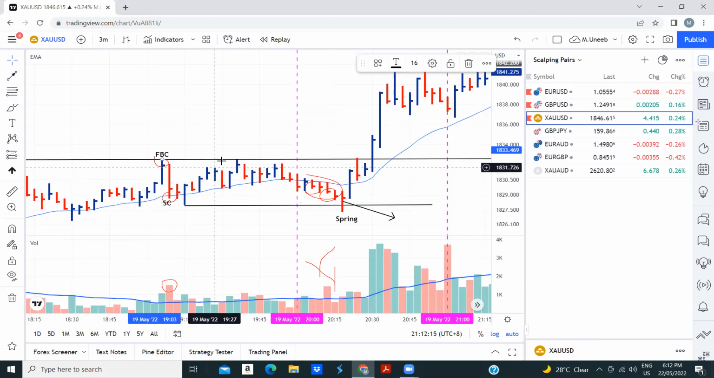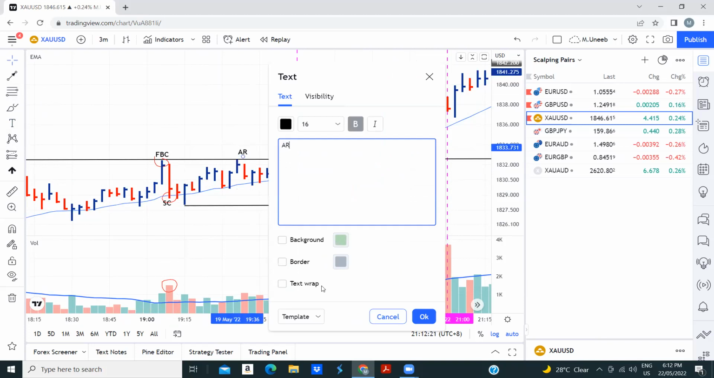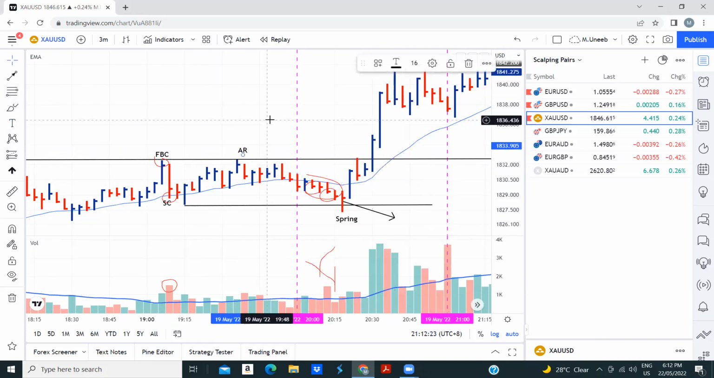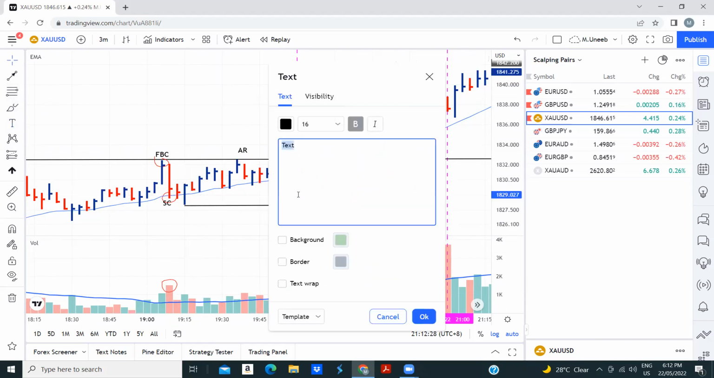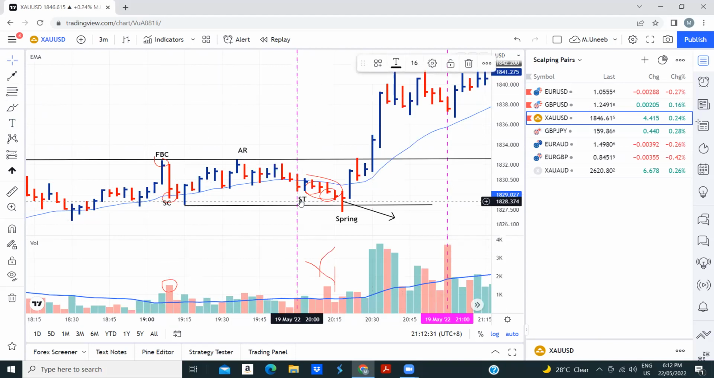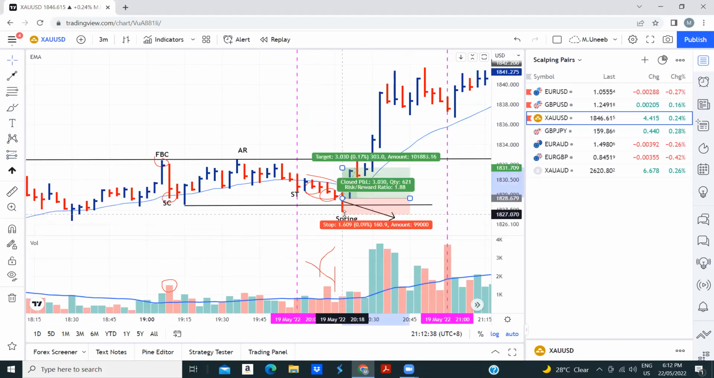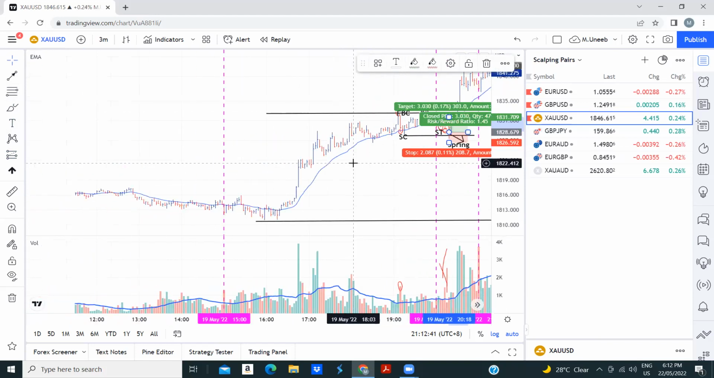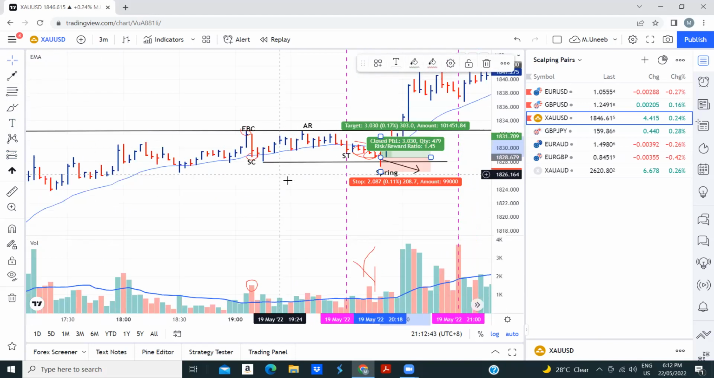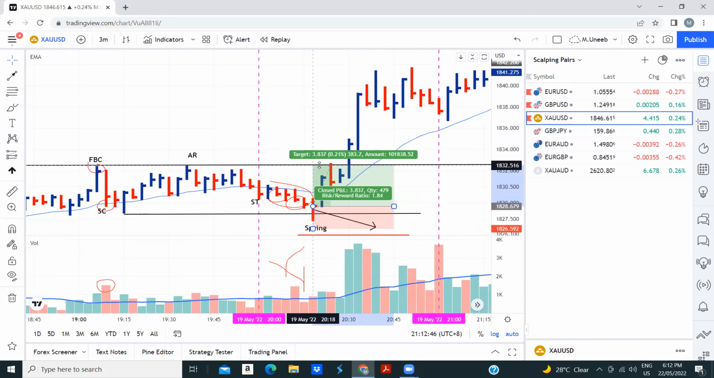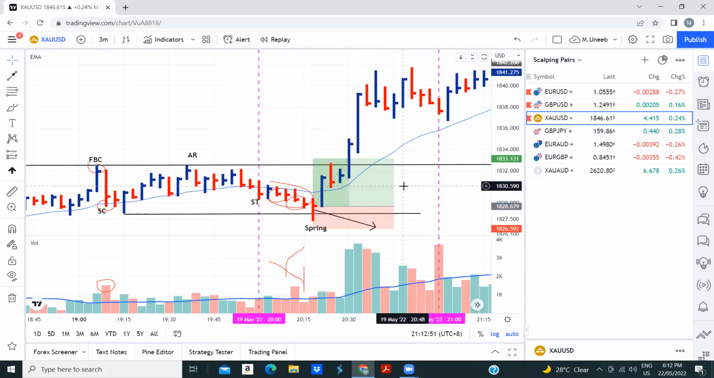This is the selling climax. Then we have the automatic rally, secondary test, right? And then this is the spring. After the spring, we take the position. Easy. We take a position, place a stop loss here, and then we target the intraday high, which is this one. Just 1.84. This is achieved. We are done with the trade.